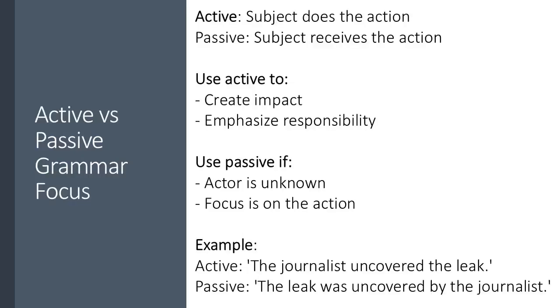One common challenge for students is choosing between active and passive voice. Active voice is often preferred in news writing because it's direct and assigns clear responsibility. For example, the journalist exposed the corruption is stronger and more precise than the corruption was exposed. However, passive voice is useful when the actor is unknown or irrelevant. The documents were leaked online. Use both as appropriate but lean toward active when clarity and impact are priorities.